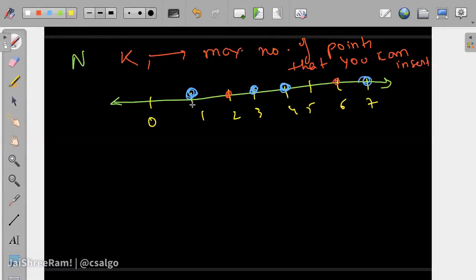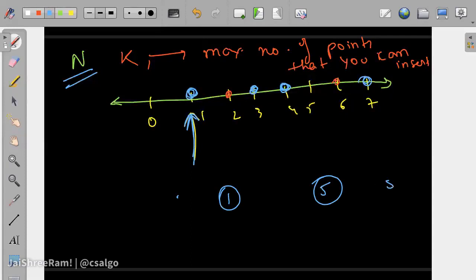So what you have to do is, for any point out of these n, or any point that you place, the distance between that point and its closest neighbor should be minimum. Let me explain this with an example. So let's say you have a point at 1, you have a point at 5, and you have a point at, let's say, 8.